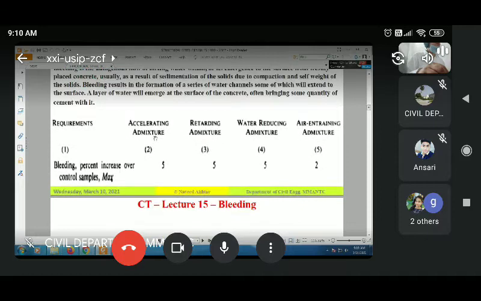So there are some IS requirements. If admixture is used, how much bleeding, the bleeding percentage increase over the control sample. This is the maximum value given in the IS code specification SP23 1982.